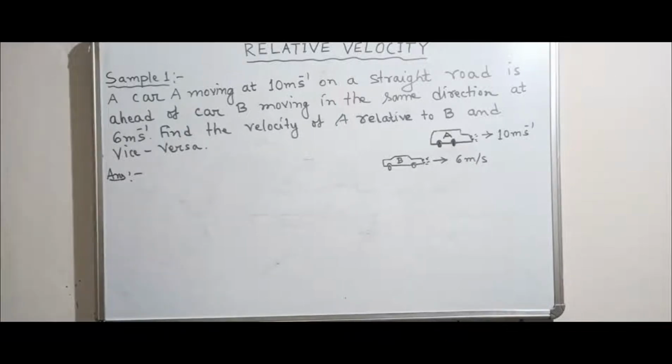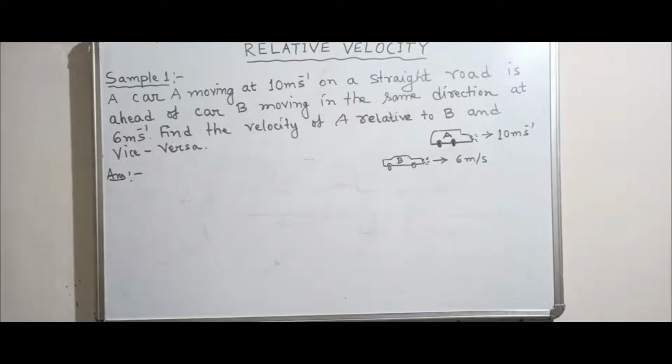Well, in this sample numerical, a car A moving at 10 meter per second on a straight road is ahead of car B moving in the same direction at 6 meter per second. Find the velocity of A relative to B and vice versa. Means you are asked to find the velocity of A relative to B, and also vice versa, means relative velocity of B with respect to A.